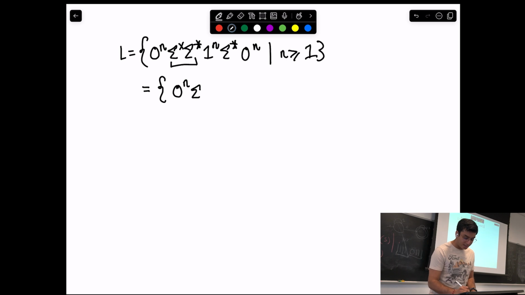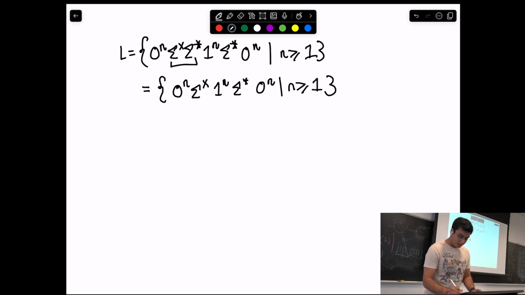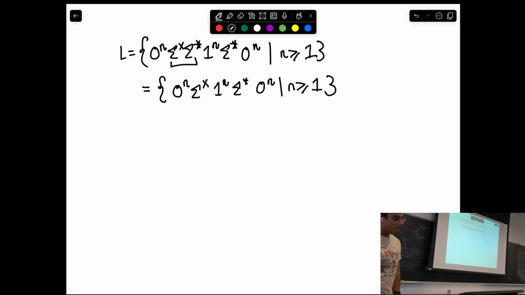Okay, so let's condense these two into one for now, right? And then we'll take 1 to the n, and then we'll take sigma star, and then we'll take 0 to the n, such that n is greater than or equal to 1. Okay, now what? If n is greater than or equal to 1, actually this might be regular. Here's why. n needs to be bigger than or equal to 1, right? So I need at least one n here. Well, no, let me think.